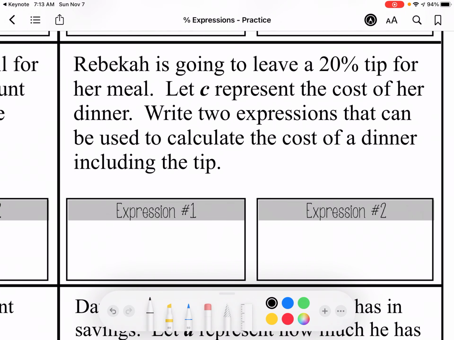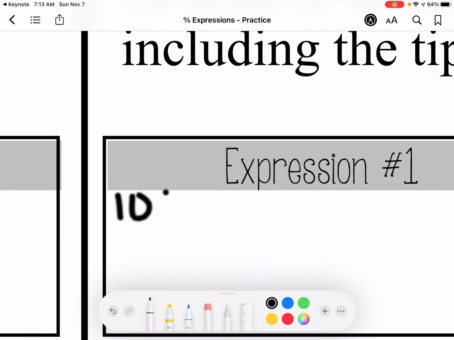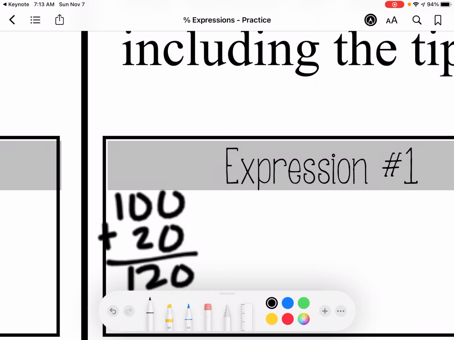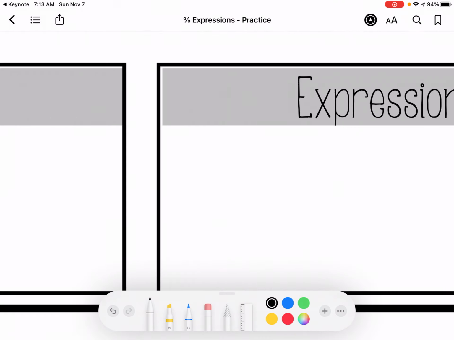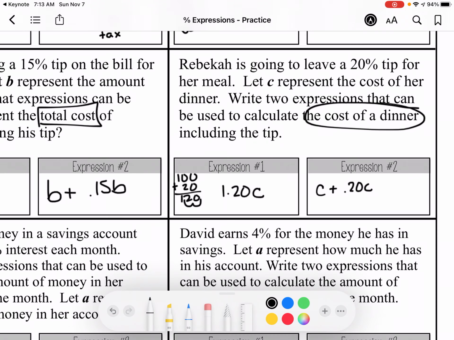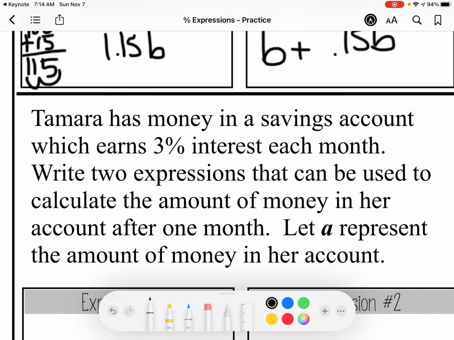Rebecca is going to leave a 20% tip for her meal. Let C represent the cost for her dinner. Write two expressions that will represent the cost for her dinner, including the tip. So if I'm leaving a tip of 20%, that's 100 plus 20, I get 120. Move my decimal 2 places in. 1.20 times the cost. Or I could do the cost plus 0.20C, because of tells me to multiply.